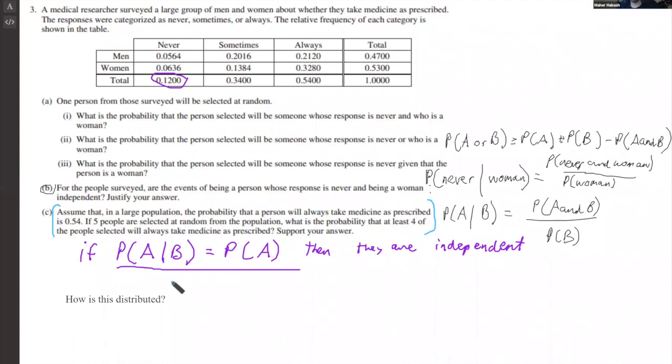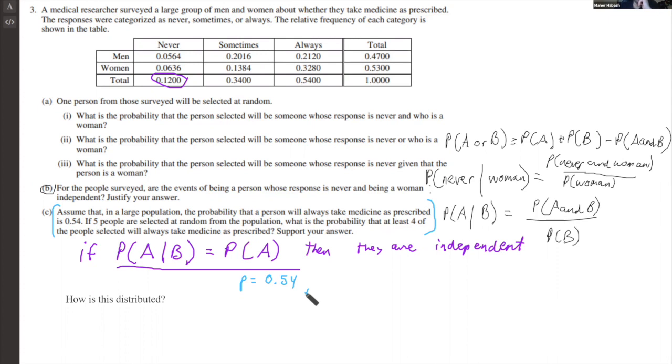We have a normal distribution there. Definitely not normal, since it would have to have a mean centered at something. This is probabilities. This is a little bit different, but here, there are a few things we want to know. They have a probability that they're always going to take the medicine, which is 0.54. So they're saying there is a probability.